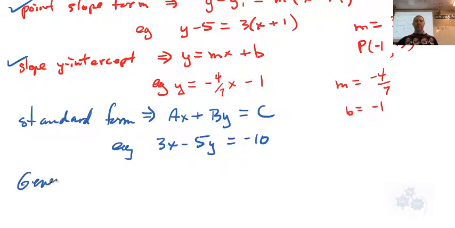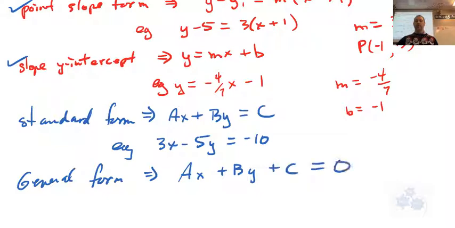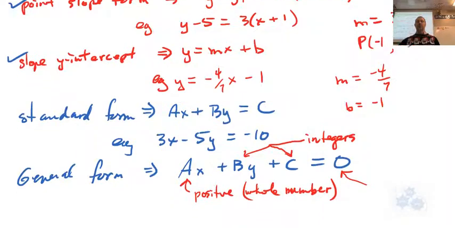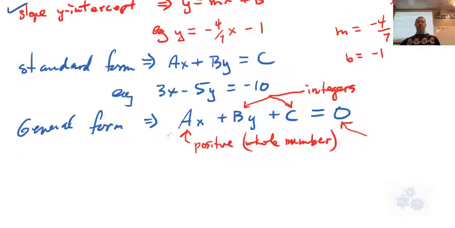So general form is ax plus by plus c equals 0. So it always equals 0, because if there's a constant, it's on the same side as the x and y terms. And this has to be a positive whole number. Okay, so b and c can be integers. That means they can be positive or negative, and not fractions. So if you have a fraction, that's not in general form. And if this is negative, it's not in general form.